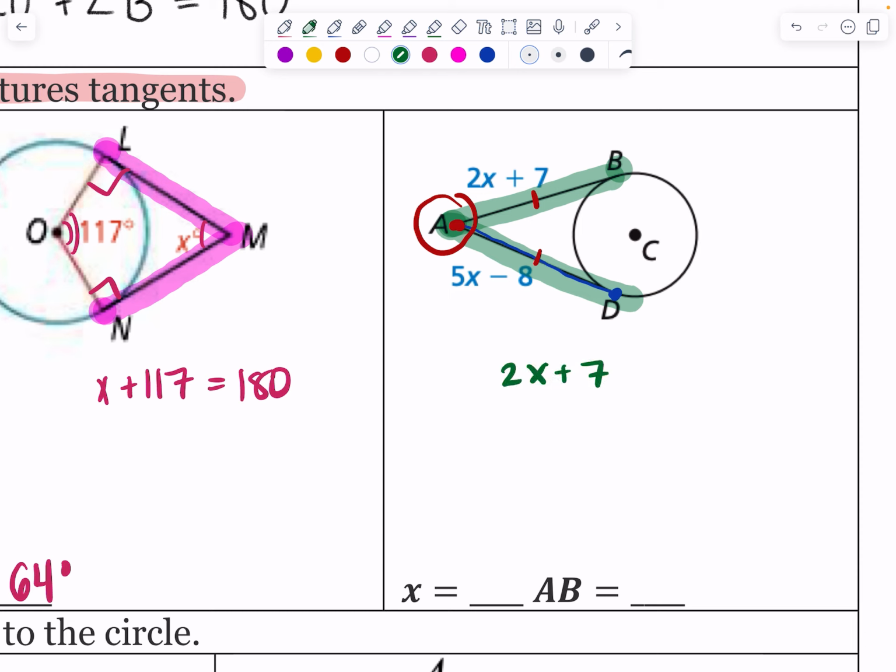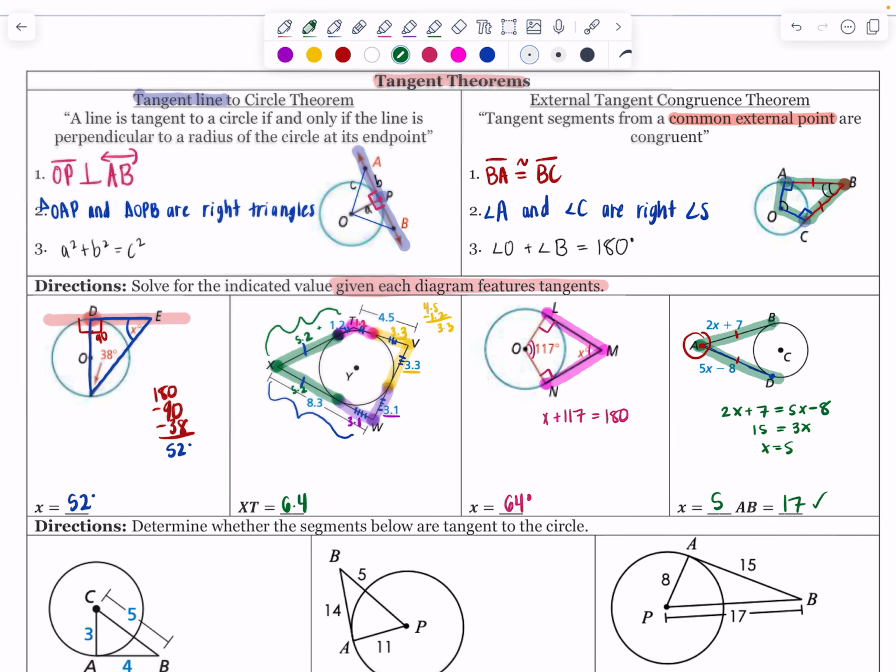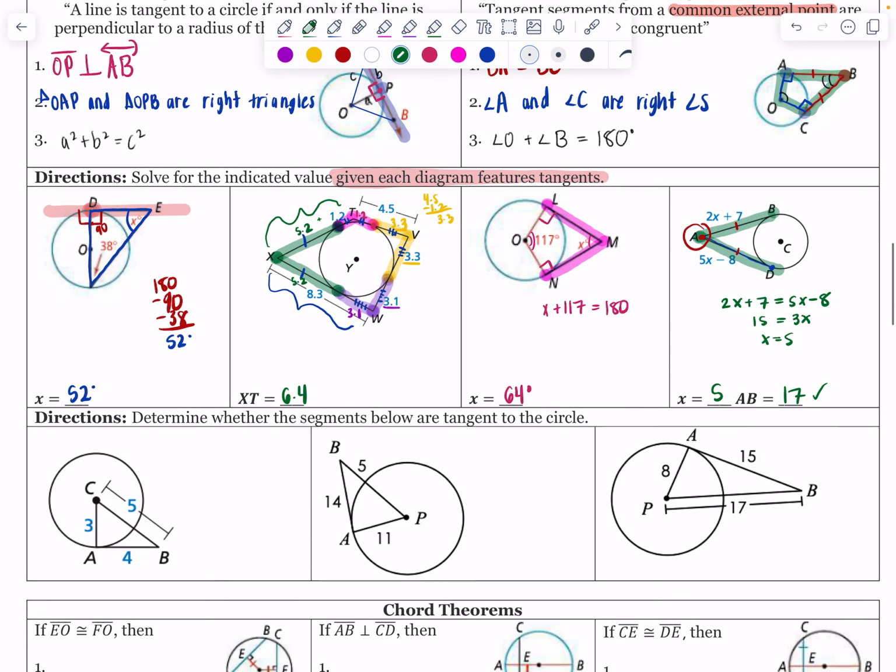2x plus 7, the left side of the cone, should be equal to the right side of the cone. I see this like ice cream cones. So 3x is equal to 15, so x is equal to 5. What is AB? It's going to be 2 times 5 is 10, plus 7 is 17. You should be able to plug it into the other one and get 17 as well if you did it right. 5 times 5 is 25, minus 8 is also 17, so I know I did that right. So those are our tangent problems using our tangent theorems.